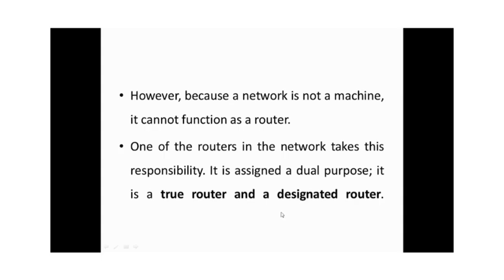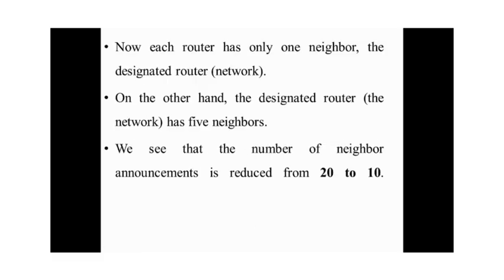However, because a network is not a machine, it cannot function as a router. One of the routers in the network takes this responsibility. It is assigned a dual purpose: it is a true router and a designated router. Now each router has only one neighbor, the designated router. On the other hand, the designated router has 5 neighbors. In the unrealistic representation, the advertisement is 20, but in the realistic representation, it changes to 10.